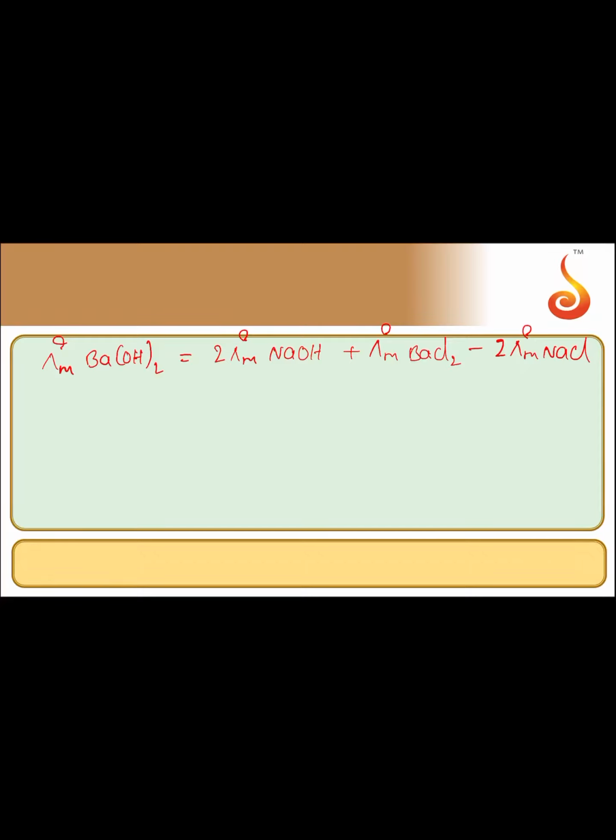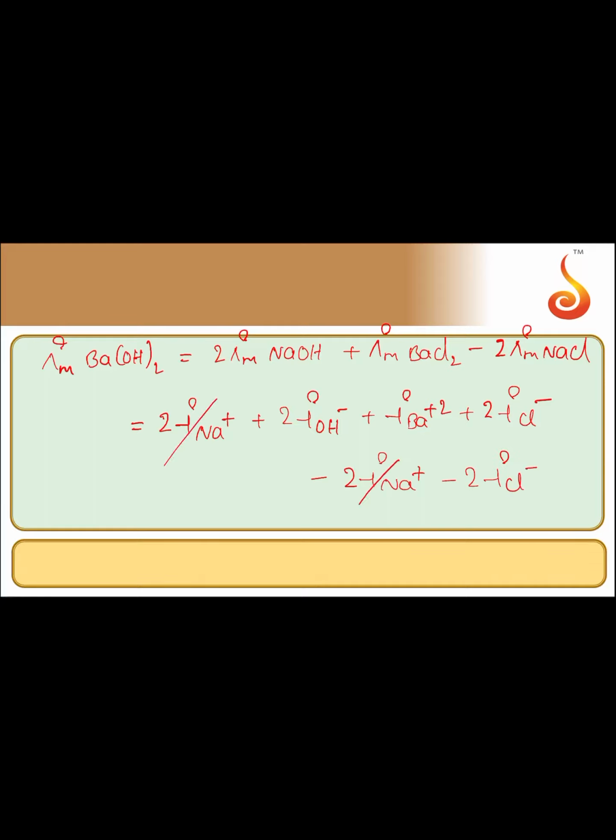Why are we multiplying NaCl and NaOH with 2? If we split that into ionic form, we'll understand. 2 into lambda naught of Na plus, plus 2 into lambda naught of OH minus. Similarly, we can write for BaCl2 also: lambda naught of the Ba 2 plus, and 2 Cl minus ions are there, so 2 into lambda naught of the Cl minus, minus 2 into lambda naught of the Na plus, minus 2 into lambda naught of the Cl minus.